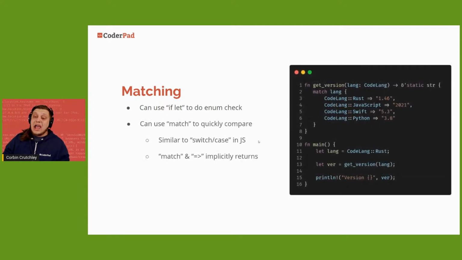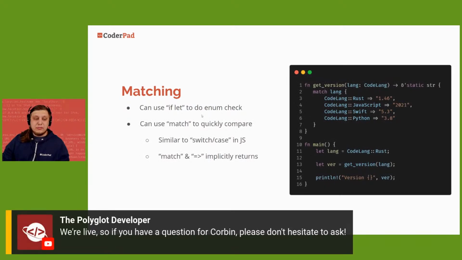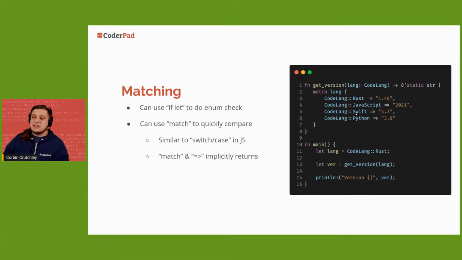But we don't have to use if statements. If you're familiar with JavaScript, you may have heard of switch case, right? Switch case is very similar to match. Match is a lot more powerful, which we'll touch on a little bit here. But for a basic example, we'll do a match lang, just like a switch lang. And then these are the versions. And these little arrows are kind of like implicitly returned values. So if Rust, return this version. If JavaScript, return this version, and so on and so forth, right?